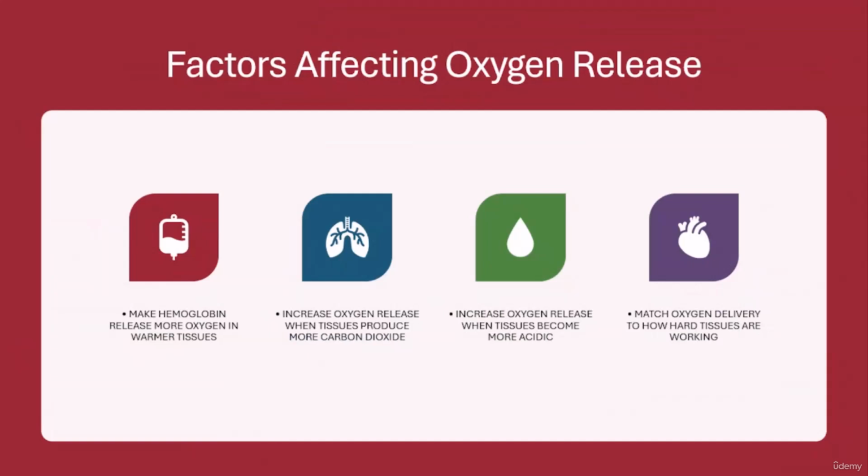Hemoglobin does not release oxygen randomly because it lets go of oxygen more easily in tissues that are warmer, more acidic, or have more carbon dioxide. These conditions tell the body that the tissues are working harder, so they need more oxygen. And this adjustment helps match oxygen delivery to the actual needs of the cells.